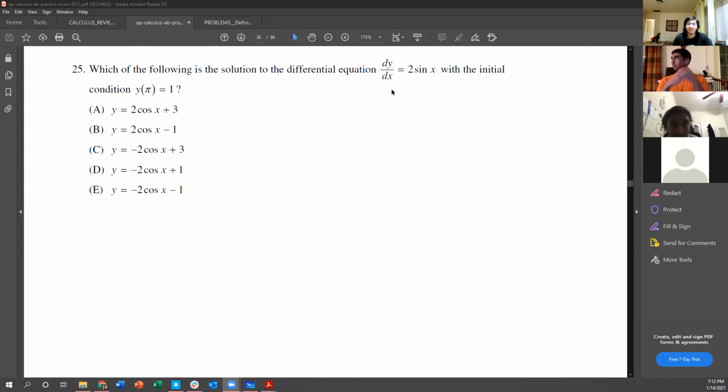Sorry, Neha. Can we do this one as well? I feel like I haven't done AP style initial value problems yet, so this would be helpful.